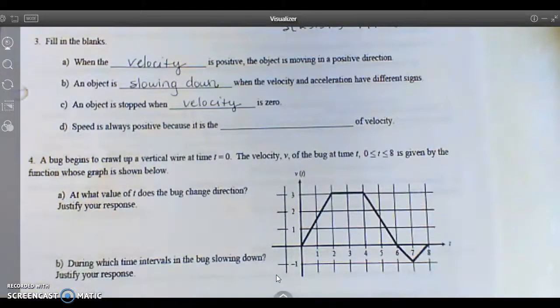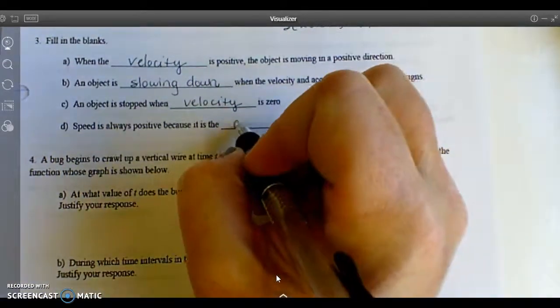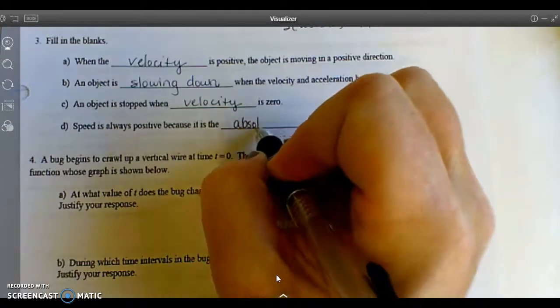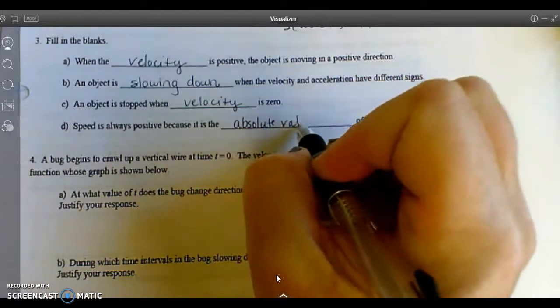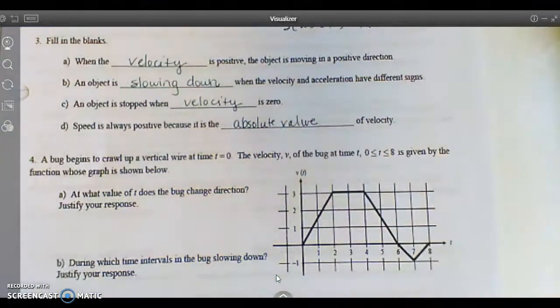Speed is always positive because it is the absolute value of velocity. So if you know the velocity at a certain time, then you actually know the speed because you're just going to take the absolute value of it. And so here's an example about that.